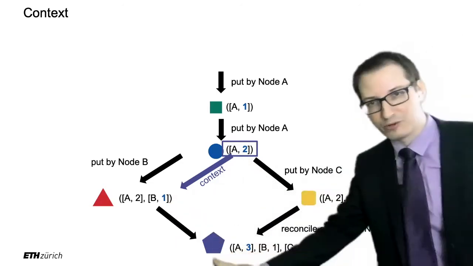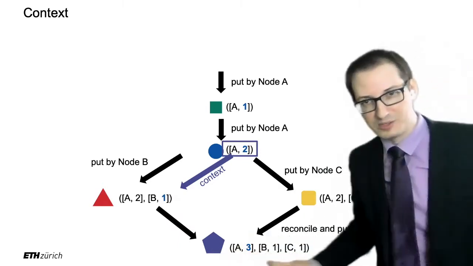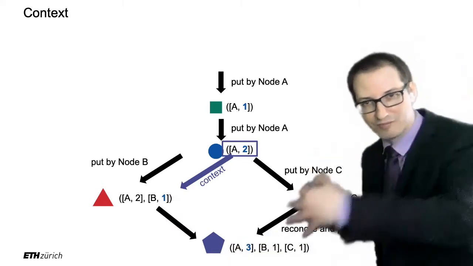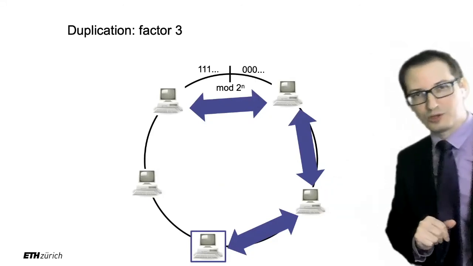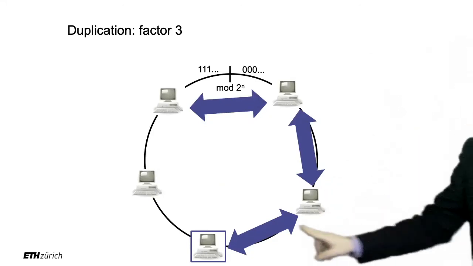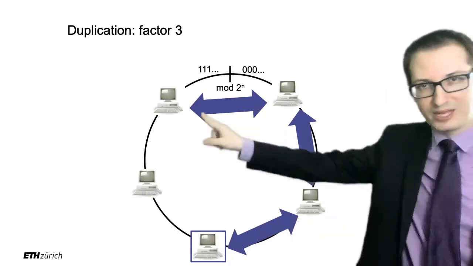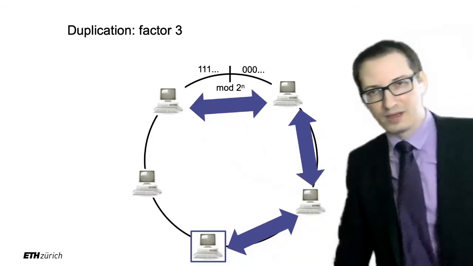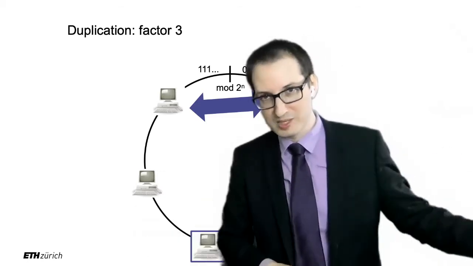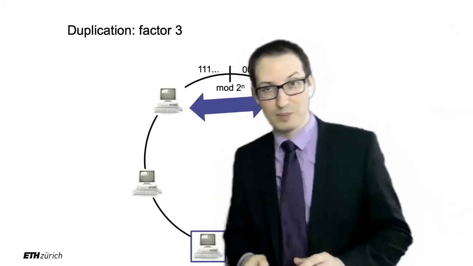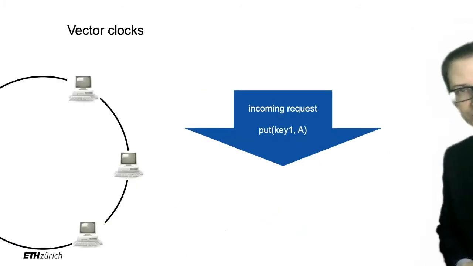And the goal, again, don't forget, the goal is to reconcile. This is what vector clocks are for, so that eventually we reconcile the two values. All right, so let's give you an example. Duplication factor three, N equals three. Every node is responsible for three intervals here. I'm forgetting about the tokens because it works the same way with the tokens. This is just to simplify the graphics, but of course there would be the virtual tokens.